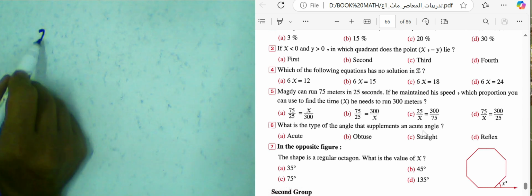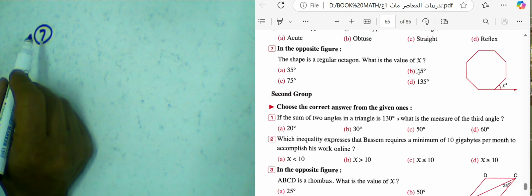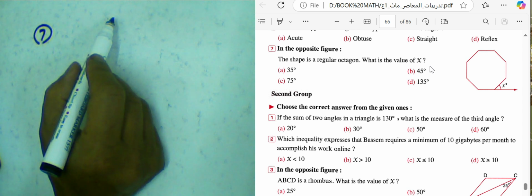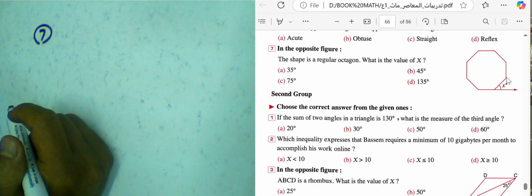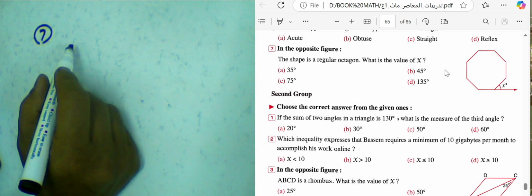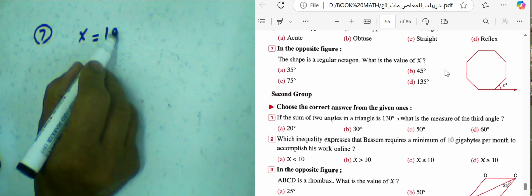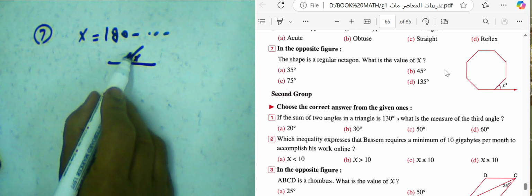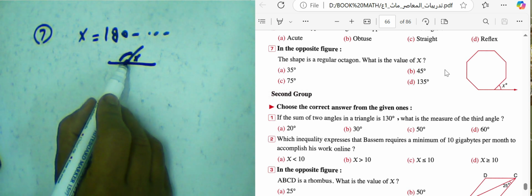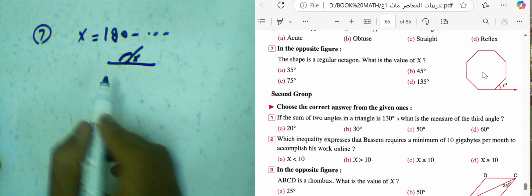Question number 7. In the opposite figure, the shape is a regular octagon. What is the value of x? Regular octagon, octagon, hexagon, pentagon. How many sides do we have? 8 sides. Okay, count with me: 1, 2, 3, 4, 5, 6, 7, 8. We can find the measure of the interior angle here and then find the value of x by subtracting it from 180, because we have a straight line here. Then first you must find the inside angles of this shape, the regular octagon.